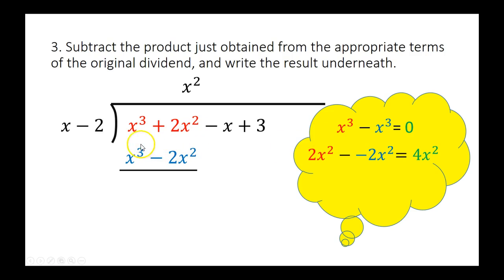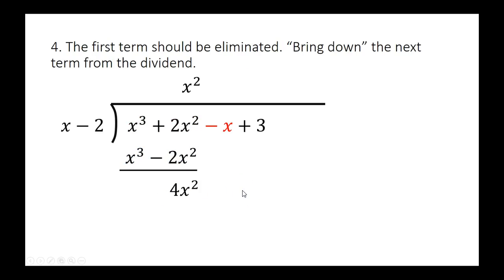When we're taking away, you need to remember that even if this is a negative, in this example 2x squared take away negative 2x squared is going to be 4x squared. So what that gives us is 0, these 2 terms cancel out to 0, and these 2 terms add up to 4x squared. The first term should be eliminated, which we did. We eliminated the x cubed, and now we have 1 term left.